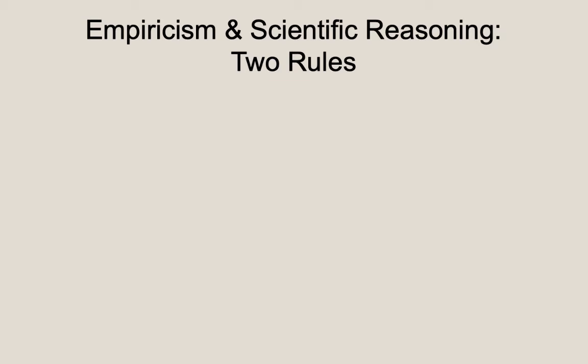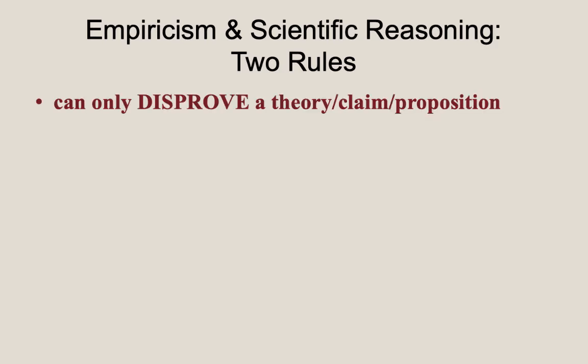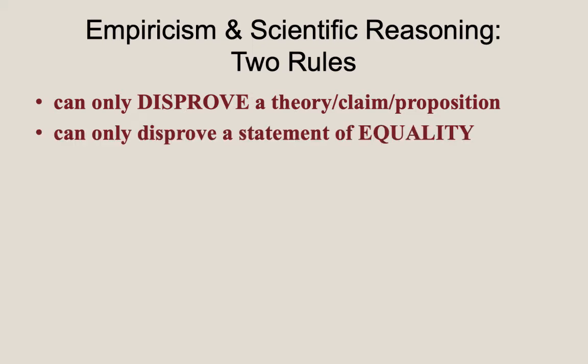That said, empiricism is just the idea that we will use evidence that we can find in nature or evidence that can be observed. That which can be observed is what is used as data in empirical science. Scientific reasoning imposes two restrictions on how we can use empirical data. The first part is that we can only disprove a theory, or a claim, or a proposition. For whatever we are focusing on, we can't prove anything. We can only disprove things. Second, we can only disprove a statement of equality. These are the only two rules we have with empirical reasoning.